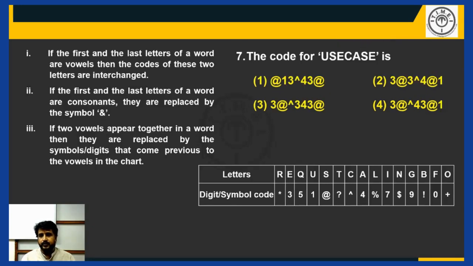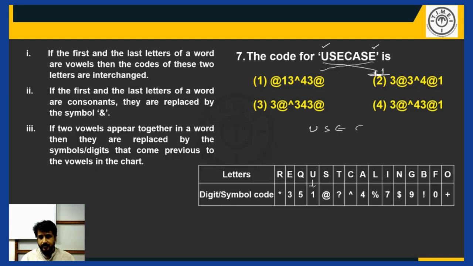What is the code for use case? Now here, the first one is a vowel and the last one is a vowel. So if they are vowels, those codes are first of all to be interchanged. Those two codes should be interchanged. What is the code for U? 1. So that should be written at the last. 1 is here. Alright?